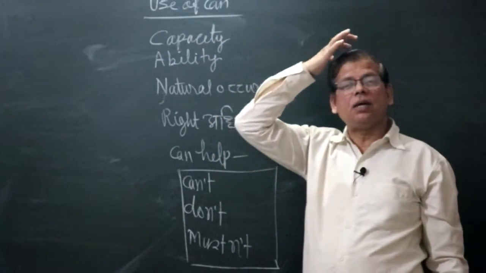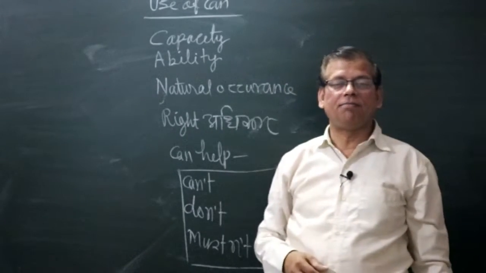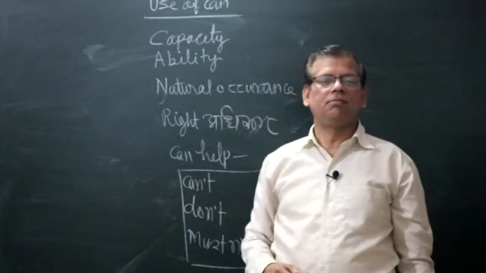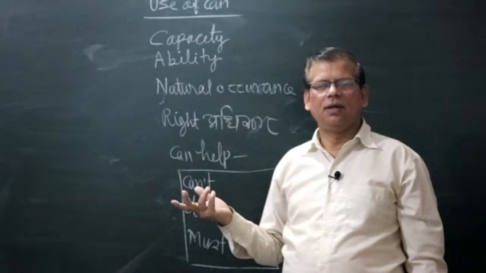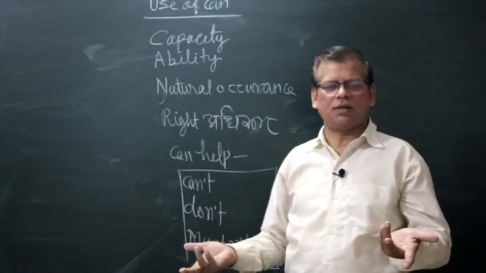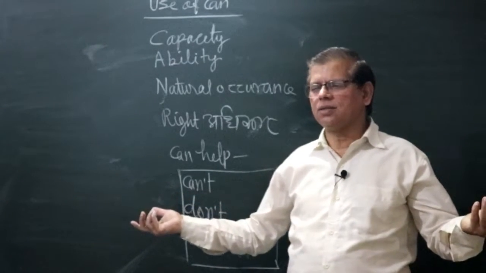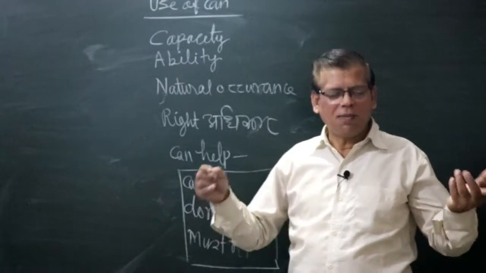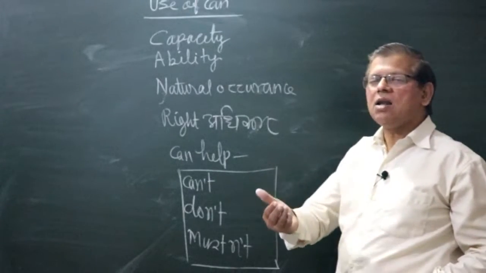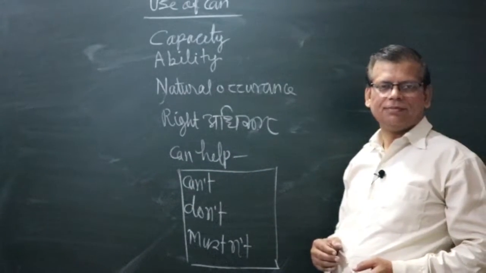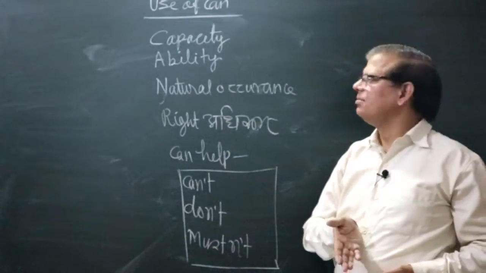Ability, mental ability. I can solve this question. I can solve this puzzle. Mental ability. Natural occurrence. Anybody can commit a mistake. Natural. Because man, M-A-N, means mistakes are natural. So anybody can commit errors. Natural.